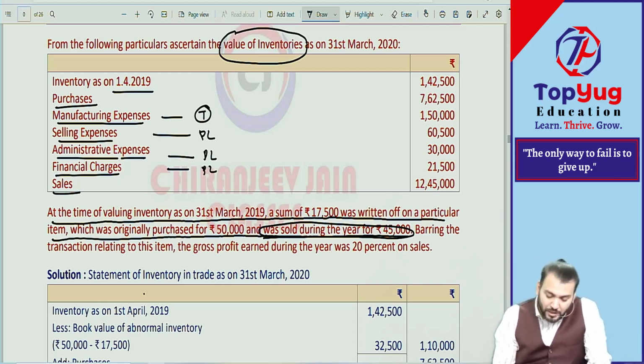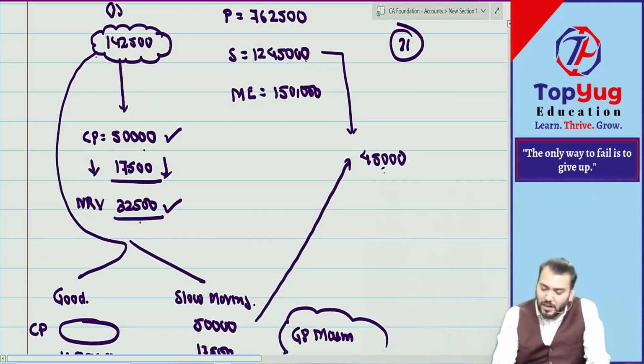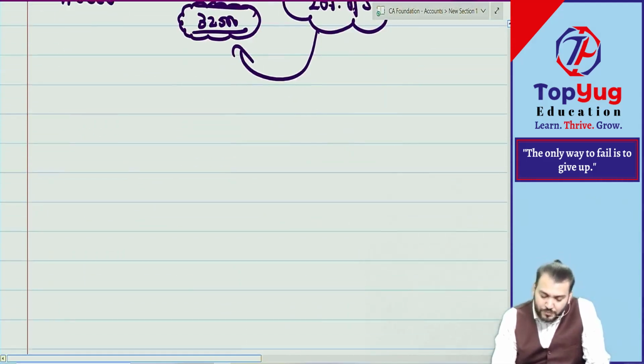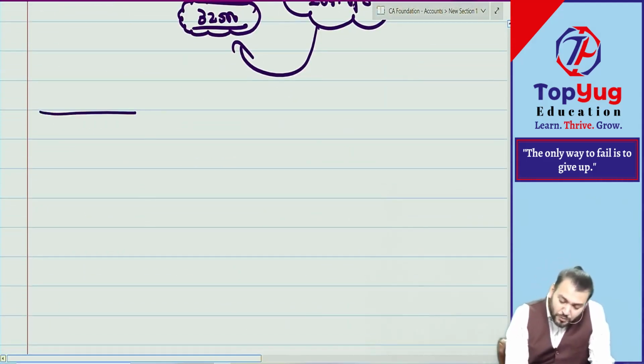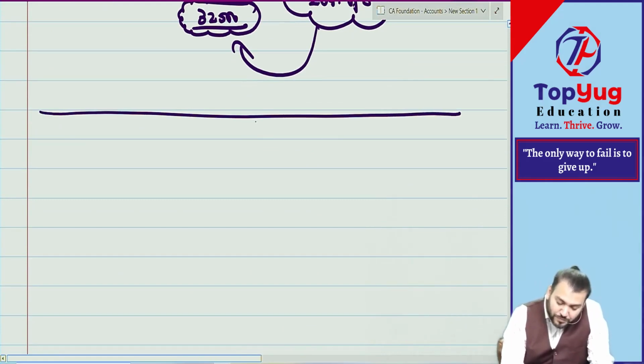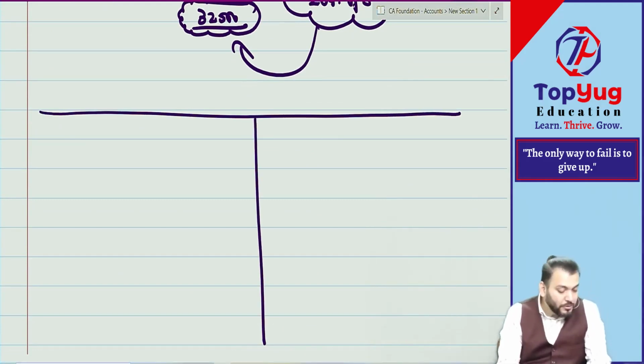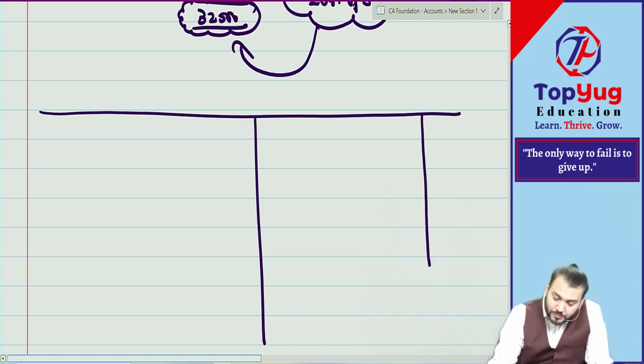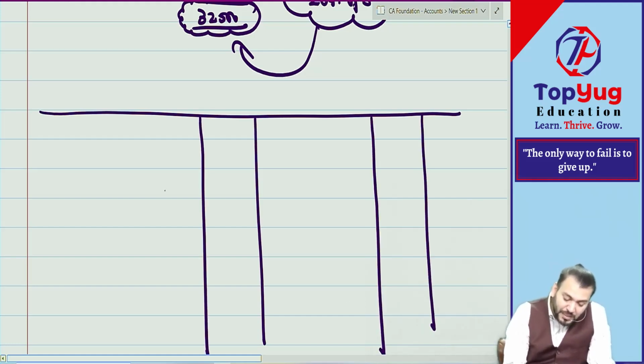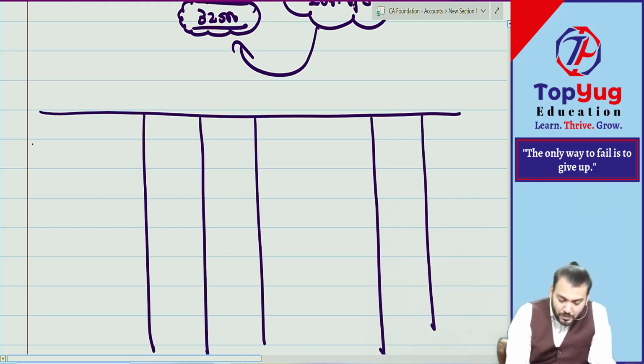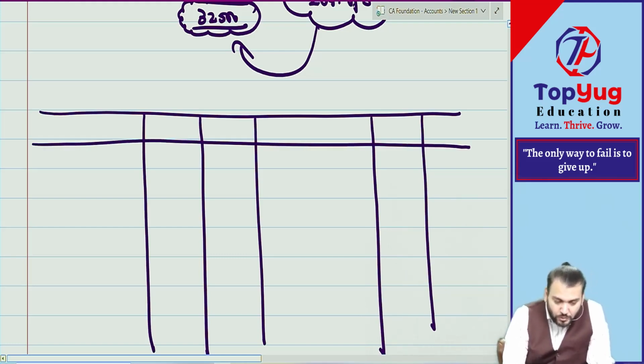Understood. So what I am saying, they have given 20% of sales. Whenever such type of questions come, I'll give one hint. They have asked to find out what? Closing stock. Closing stock means trading account. So I will suggest you to prepare trading account, but in two columns.